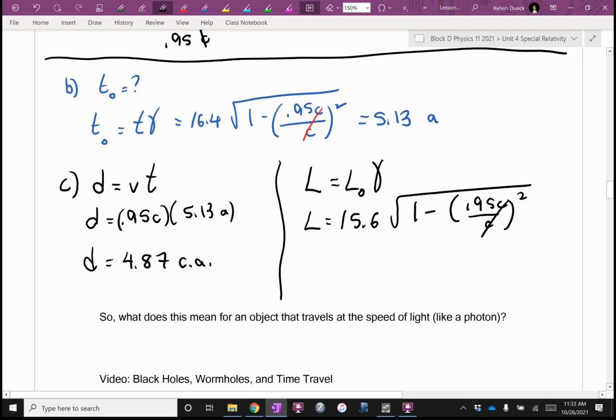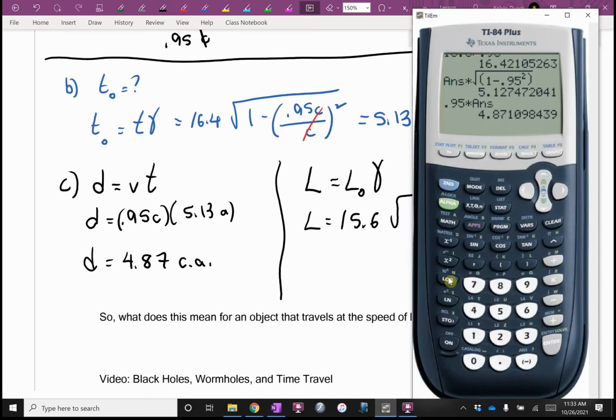Do you see? I want you to notice what happens here. This is kind of cool. If I go 15.6 square root of bracket 1 minus 0.95 squared, close bracket, I also get exactly 4.871098439. You can find the spaceship distance using either of those methods, but the fact that I got the same answer for both says to me, because I never derived this equation, I didn't prove the length equation, I think the length equation's right, because we got it with the time dilation equation one way, which I did prove with you.